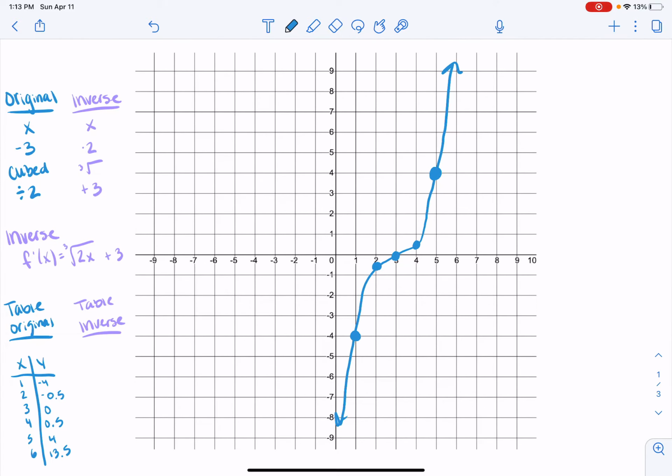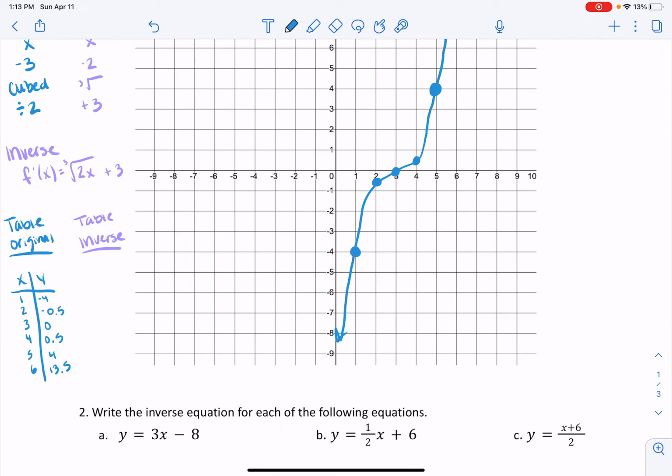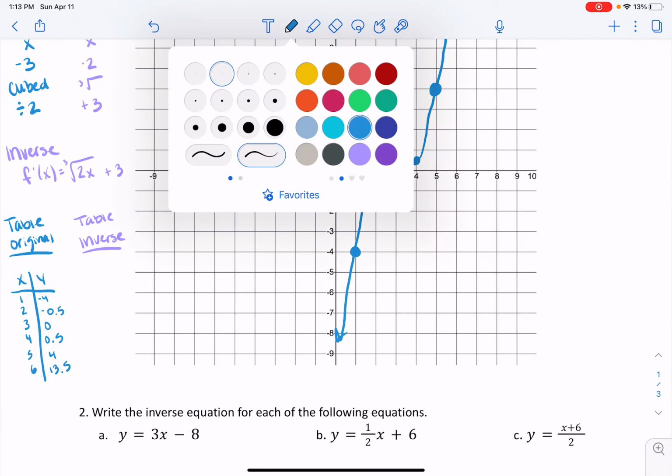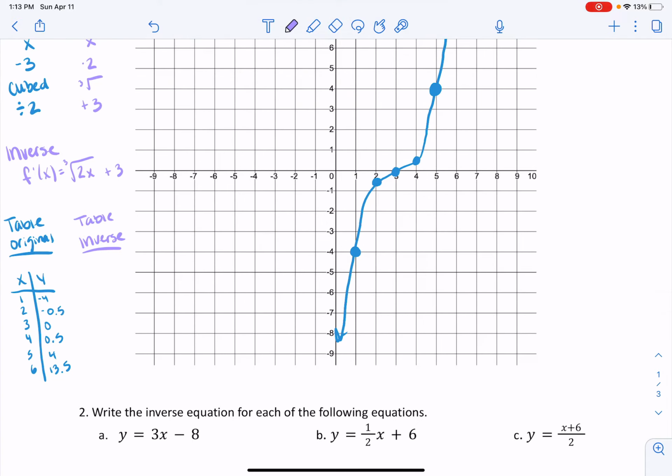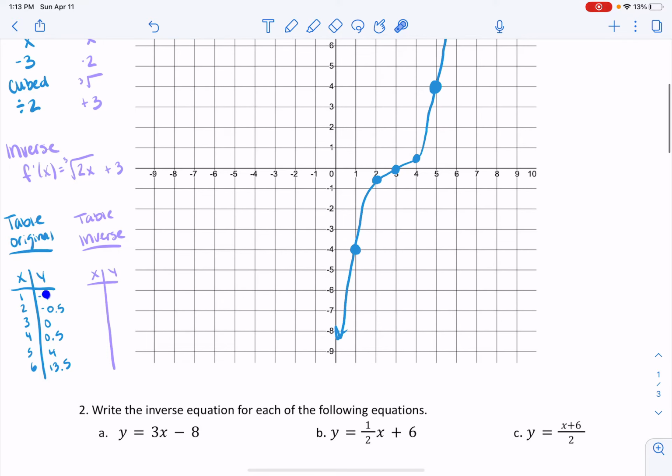Now, to make the table for the inverse, I could plug in that equation and also find table values, but what we learned in this section is that we can actually flip them. So we can reverse the table values, and it'll be the same thing for the inverse. Here, I'm going to take this -4 and put that for x, and then that'll be 1. Then (-0.5, 2), (0, 3), (0.5, 4), (4, 5), and (13.5, 6). Sorry, it's being a little glitchy here.